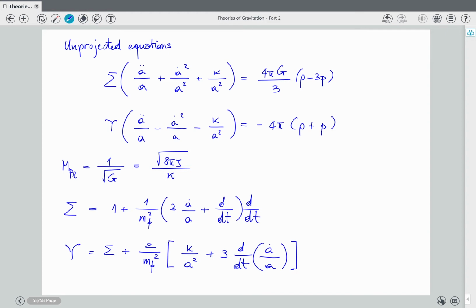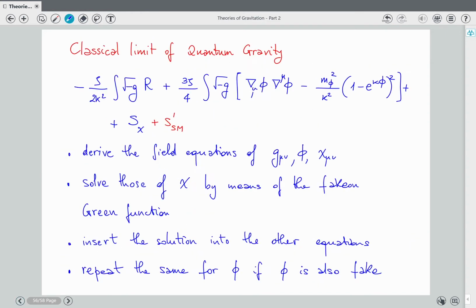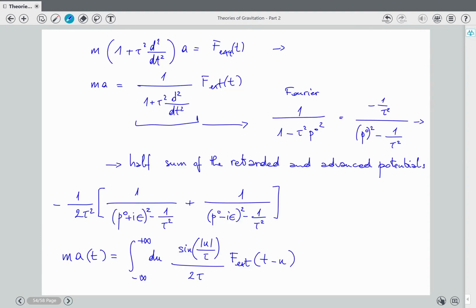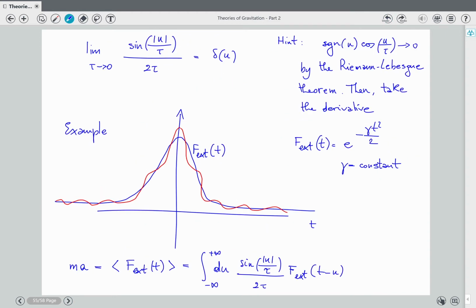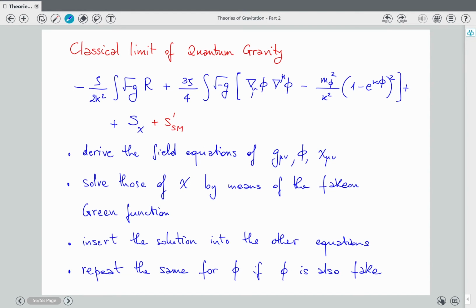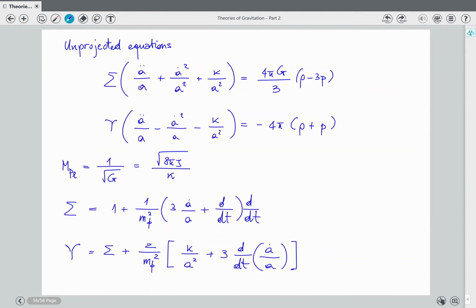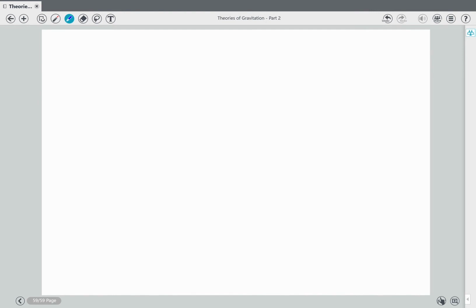So this is good, this factorization, because it is precisely like the factorization we had here, in this case. So you take that and you invert it, and that is the projection. And you have to invert it by means of the half sum of the retarded and advanced potentials.